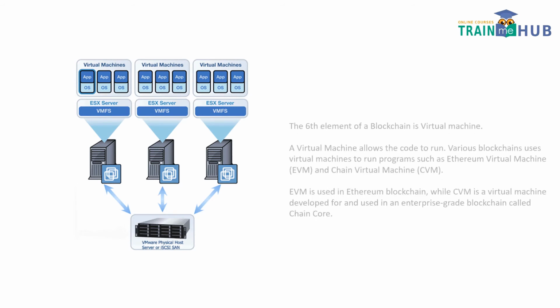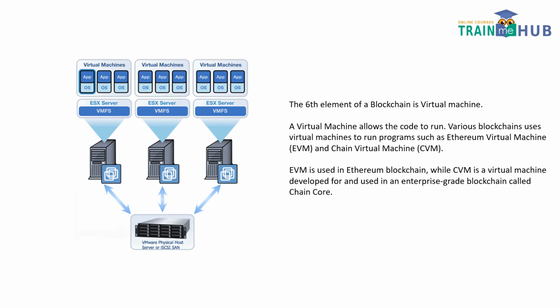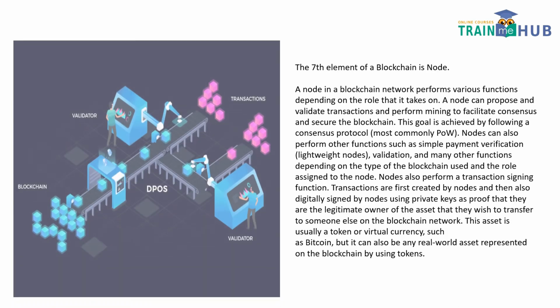The sixth element of a blockchain is the virtual machine. A virtual machine allows the code to run. Various blockchains use virtual machines to run programs, such as the Ethereum Virtual Machine, EVM, and the Chain Virtual Machine, CVM. EVM is used in the Ethereum blockchain, while CVM is a virtual machine developed for and used in an enterprise-grade blockchain called Chain Core.